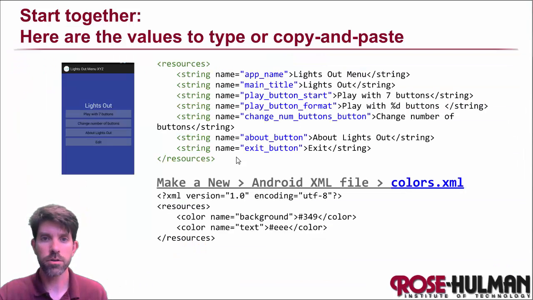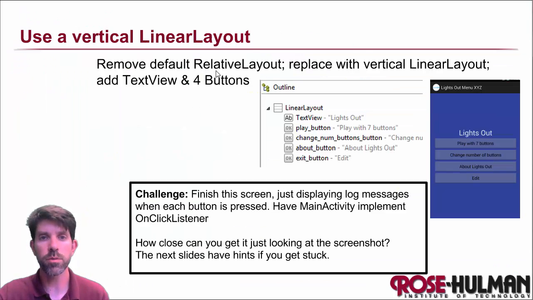All right, so we have our colors and our strings. What we're going to be doing next is creating a linear layout in place of the relative one. We'll see that the linear layout here has the text at the top and then the 4 buttons. So we're going to need to do things like using the colors here, changing the text, making sure they're the right width, and so on.